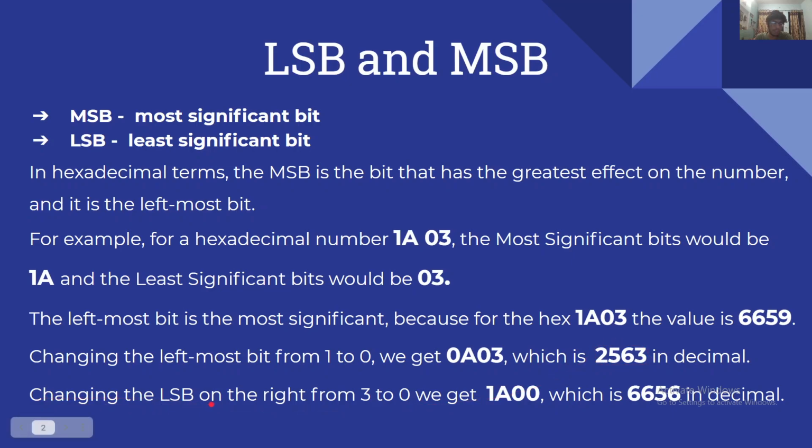But if we change the least significant bit on the right from 3 to 0, the number becomes 1A00, which is 6656, and the difference is only 3 units. So that's why the leftmost is the most significant bit.